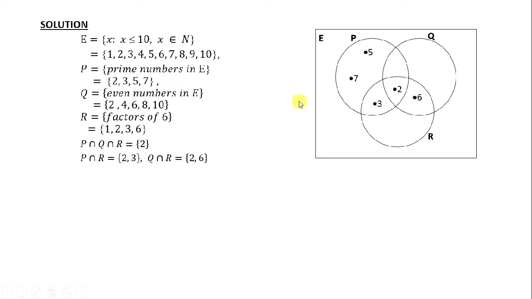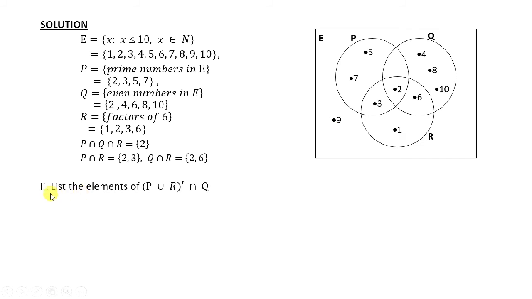Then we'll complete each of the sets. Set P will be completed. What has remained is 5 and 7. Set Q, what has remained is 4, 8, and 10. Set R, what has remained here is a 1. Then we have to go back to our universal set. Do we have an element which has remained? Yes, which is a 9. You put it in the complement of P, Q, and R. It doesn't belong to P, Q, and R, so it will be in that region.